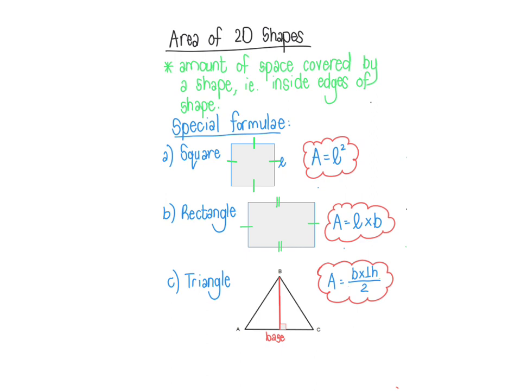For the area of 2D shapes, it's not as simple as just adding the sides together, since it's not working with linear units, it's working with square units. The definition is the amount of space covered, and keyword covered, by a shape. So the inside, not the edges of the shape. We're calculating how much it covers. This shape, for example, would cover on the inside if we were to color it in.